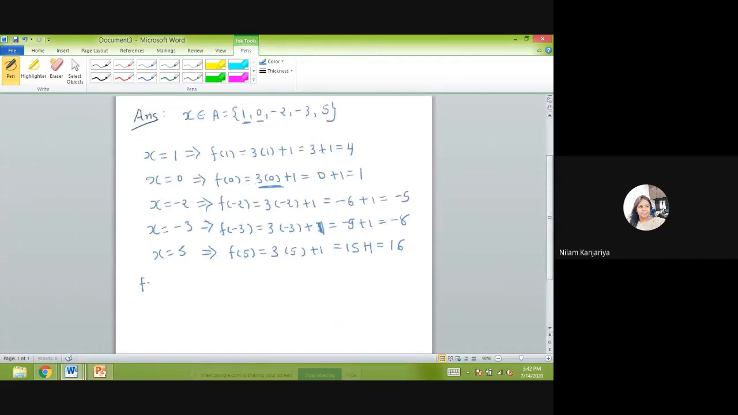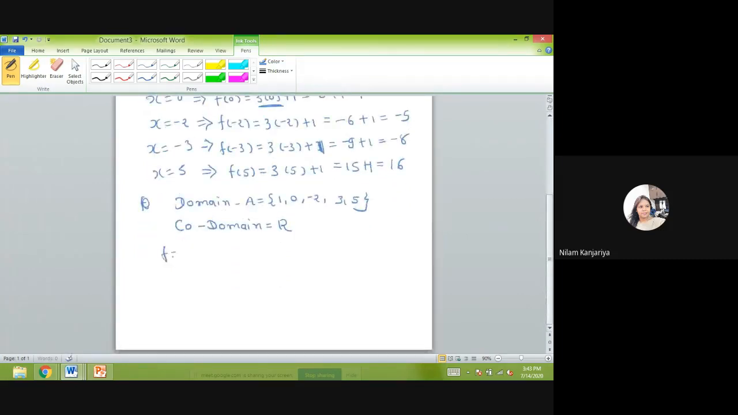F is what? First of all, write the domain. Domain is A, and A has the elements 1, 0, minus 2, minus 3 and 5. And the codomain is R. So I need not write the values of R; R has positive, negative, rational, irrational numbers.